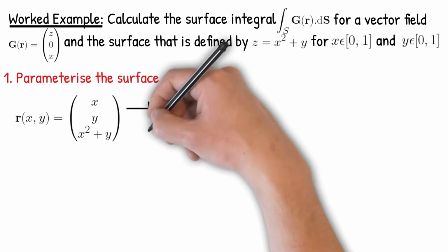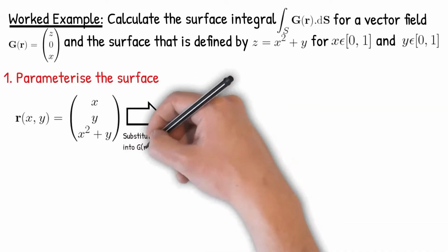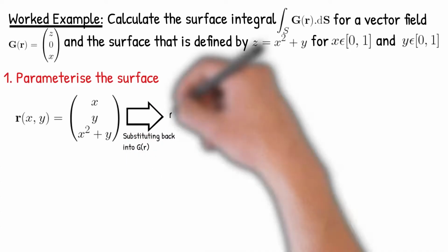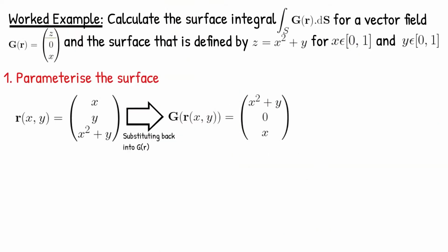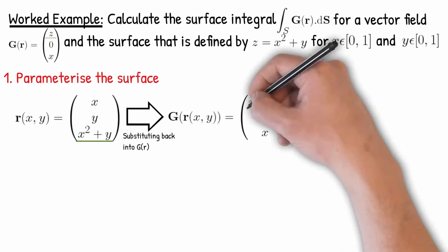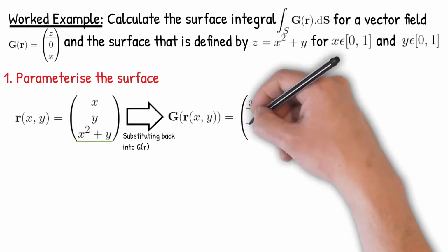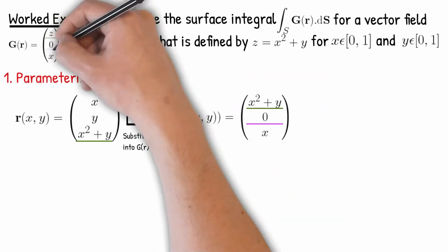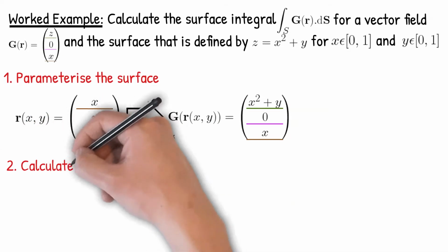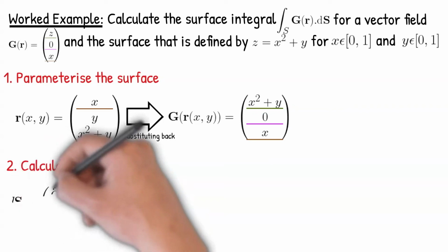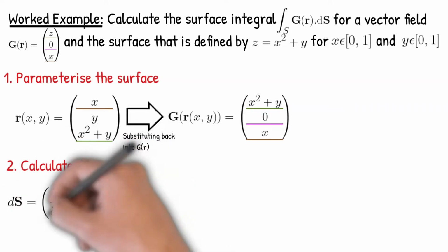We now insert this function into the g function. The x component of g of r is z, which we know is defined as x squared plus y from our parameterization, so we write x squared plus y. The y component is 0, and the z component is x. Now before we integrate, we must remember that our surface element dS is given by ∂r/∂x cross ∂r/∂y dx dy.